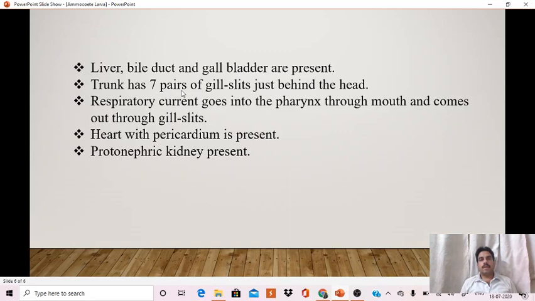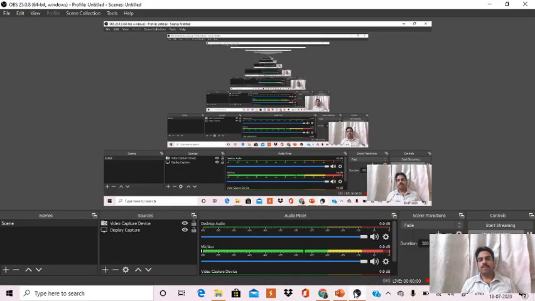Trunk has 7 pairs of gill slits just behind the head. The respiratory current goes into the pharynx through mouth and comes out through the gill slits. Heart with pericardium is present and pronephric kidney is present. So these are the features of the ammocoete larva. Thank you very much.